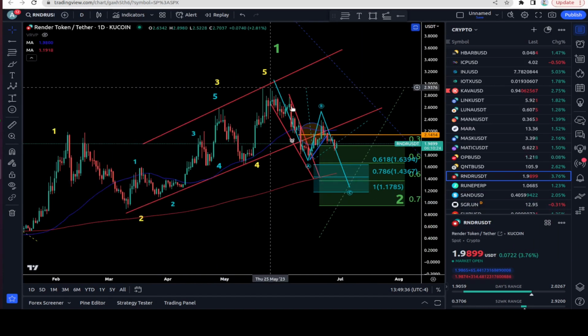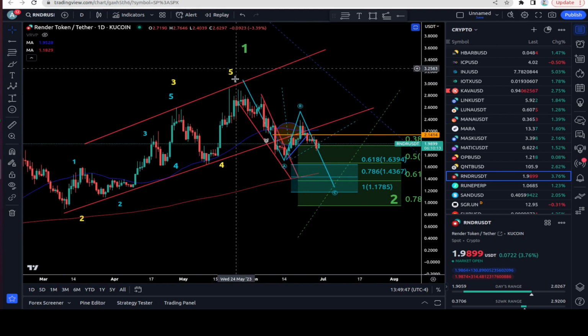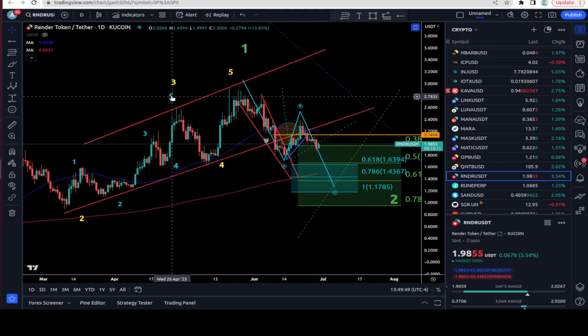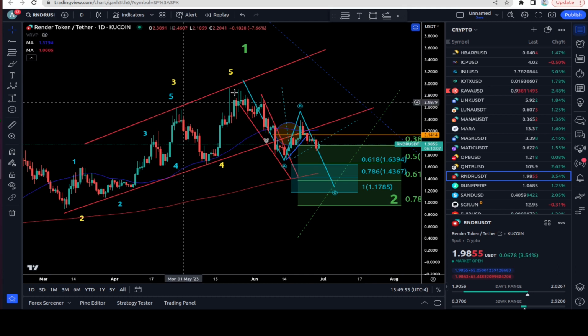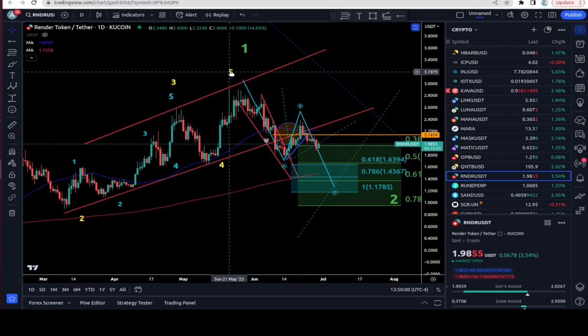Let's talk a little bit about Render. Last time I was saying that we need to be aware that when it starts to break this uptrend, maybe the correction will have already started. I wasn't sure if this was the fifth wave or the third wave. And I did say that if we start to break this trend, it's definitely an indication that this was the fifth wave.